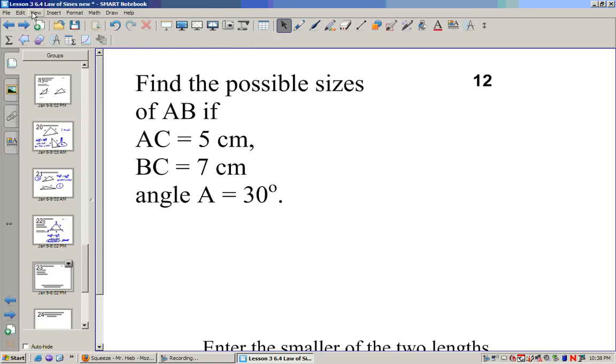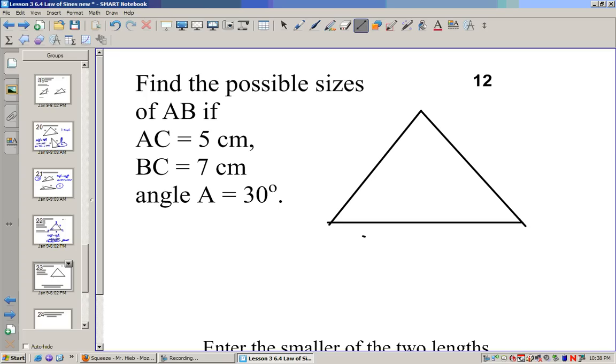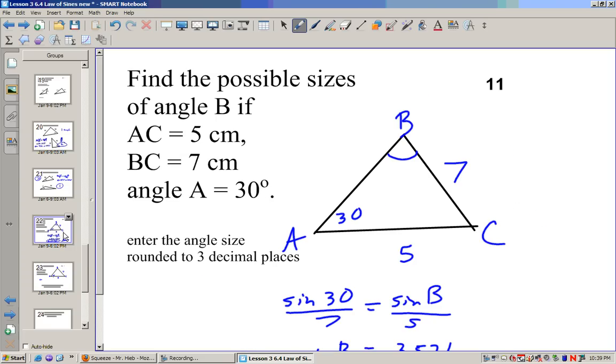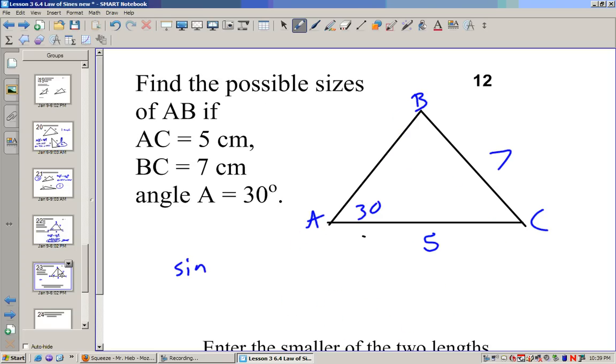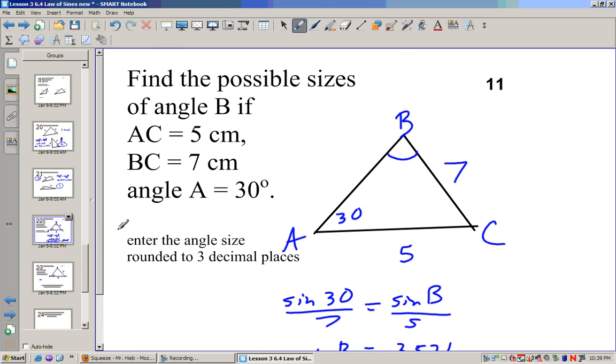All right, let's try this one. So we have our triangle. We have angle A, B, and C. AC is 5, BC is 7, and this is 30. So it's pretty much the same situation, just the 7 and the 5 are flipped around. Oh, no. Same situation altogether. Sorry, I wasn't paying attention.